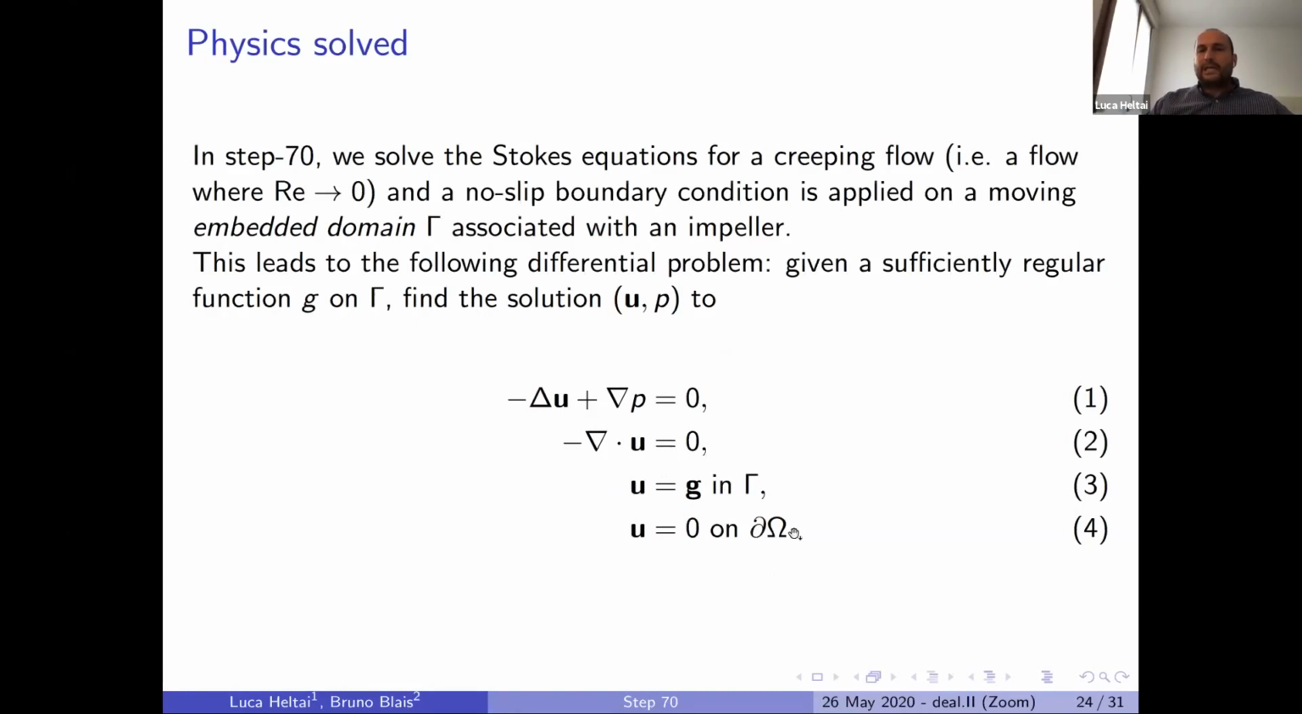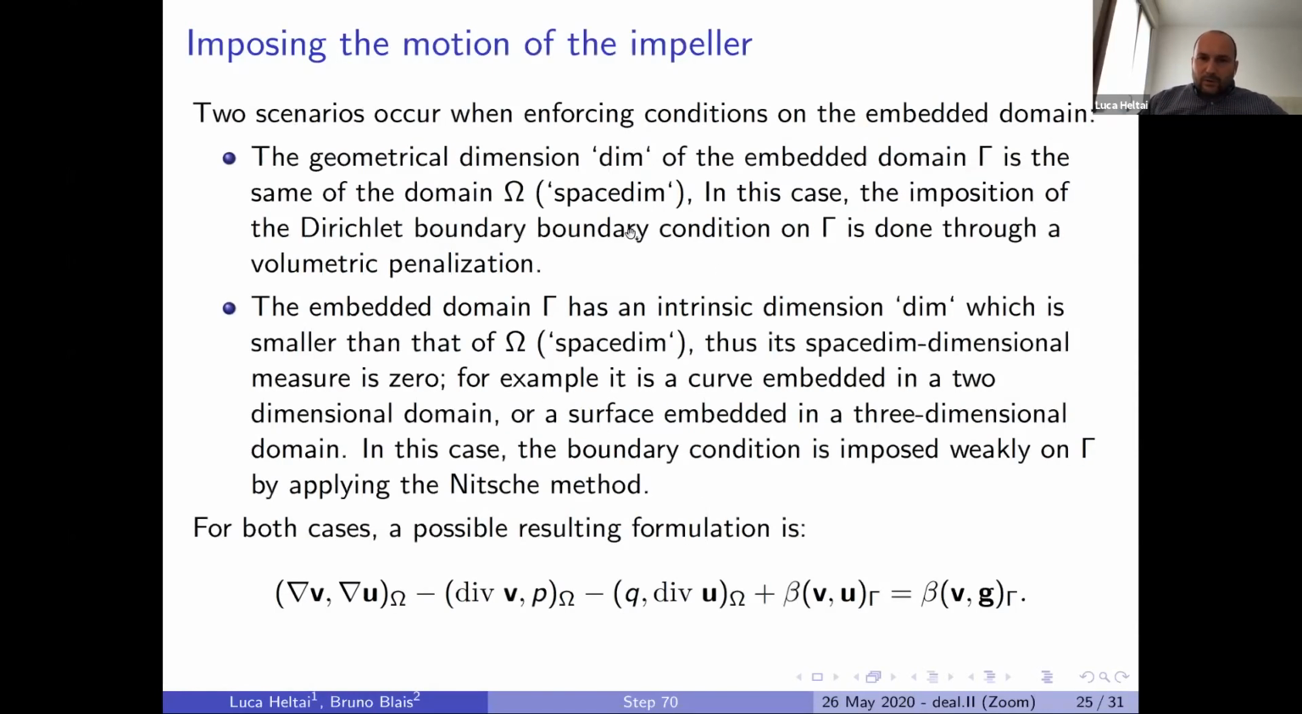Here, gamma represents an impeller, which is a mixing device, which is embedded in the domain and not necessarily coupled with the domain. So you can do these things in several different ways. What we have done in the example is the simplest possible approximation that we could think of. And this can be derived from Nitsche approximation by taking some approximations. And what happens is that this works both in the case of codimension 0 and in the case of codimension 1. And in the example, we actually show both codimension 0 in 2D and codimension 1 in 3D.